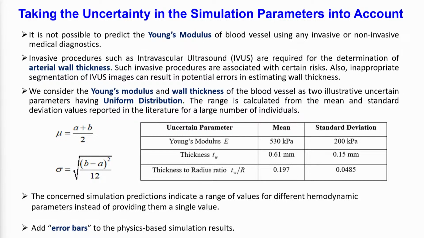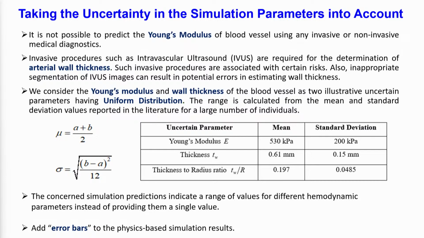So there are invasive procedures which are indirectly talking about that, like intravascular ultrasound, IVUS, for arterial wall thickness. It is something which is invasive and has certain risks for the patient, of course expensive, and if you do an inappropriate segmentation of the image it can give an error. So, not that you get the image means you know the answer, because it is an indirect way of doing that by using the ultrasound.